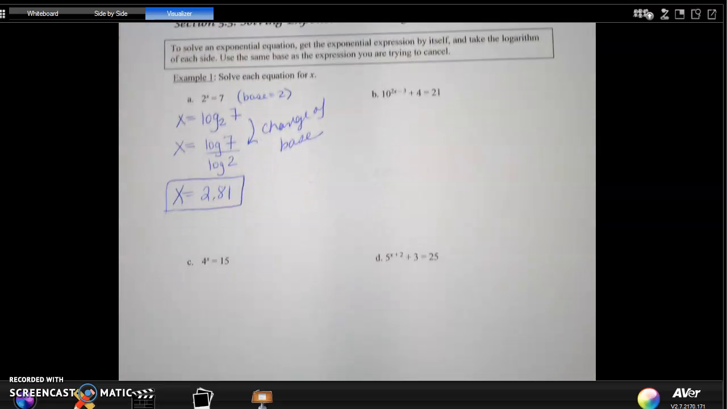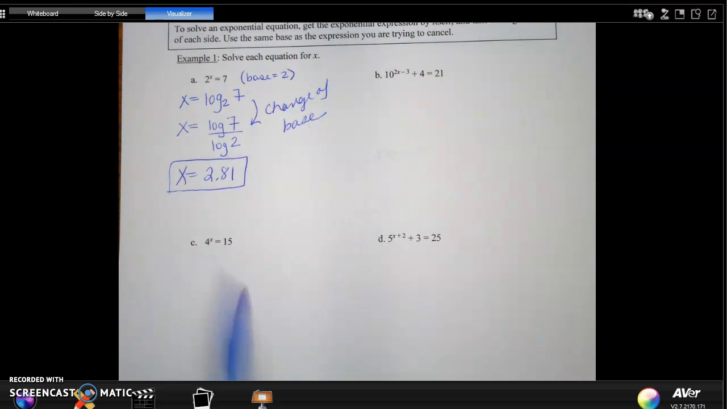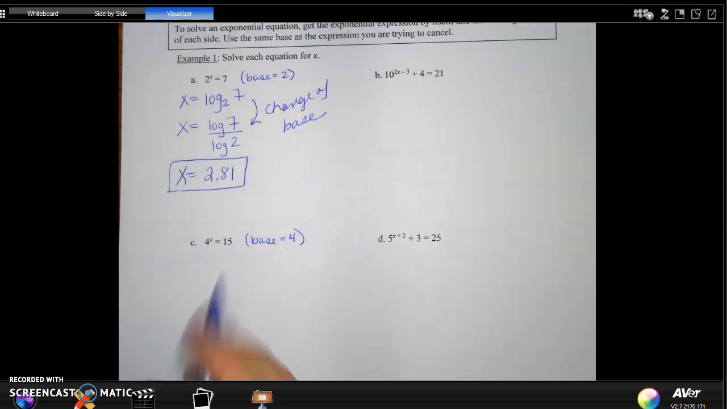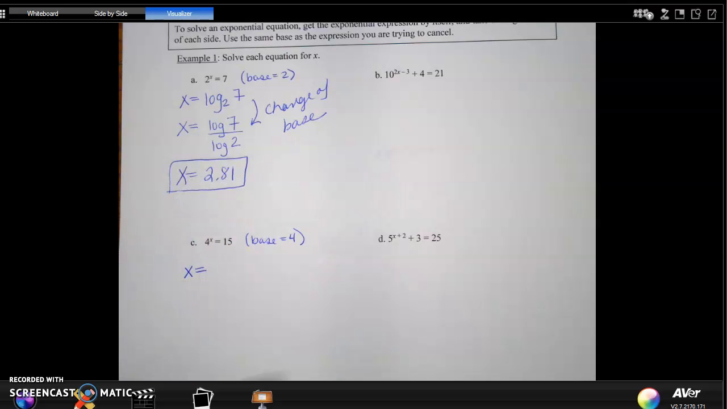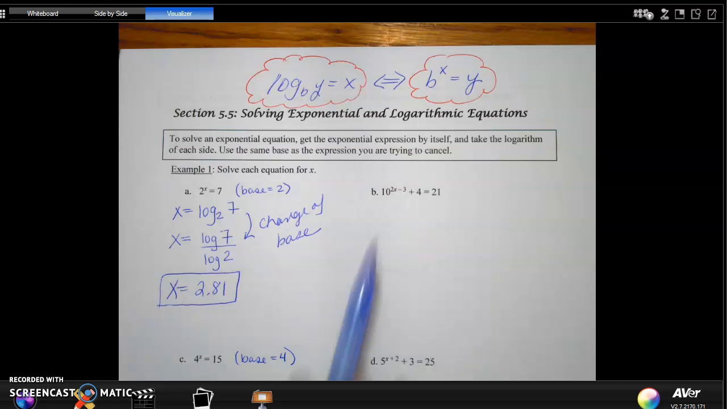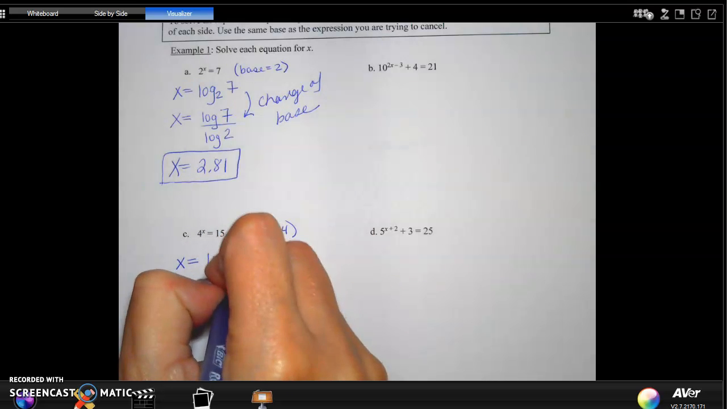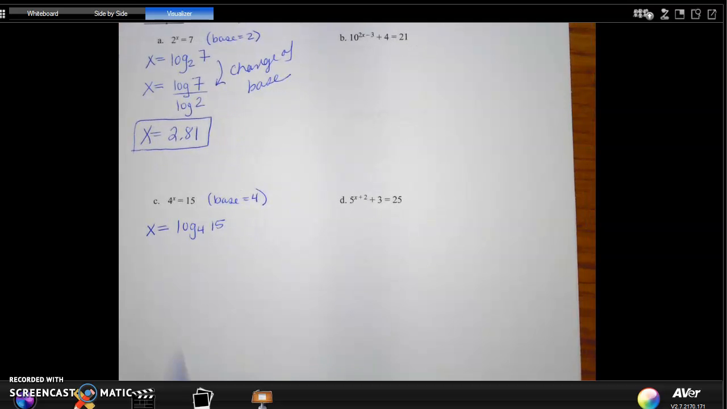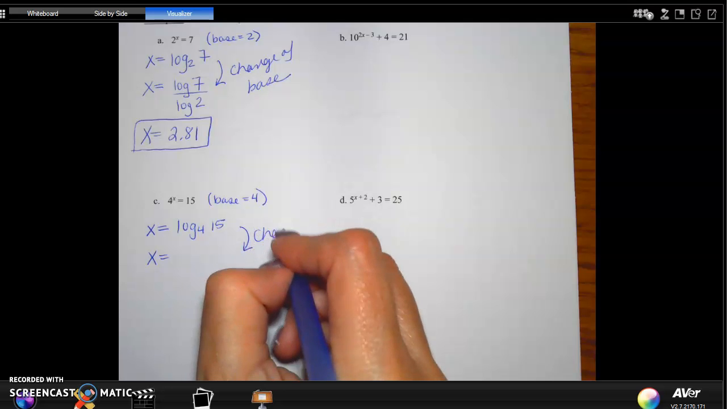So this one down here, I'll jump down here, is also very simple. It's base 4. And our answer is always up here in the exponent, so we're going to start there. And then again, we're rewriting using this up here. So we're doing log base something. So what's our base? It's 4. So it's going to be log base 4 of 15. And I'll show you with the calculator again. We're going to do that change of base formula here.